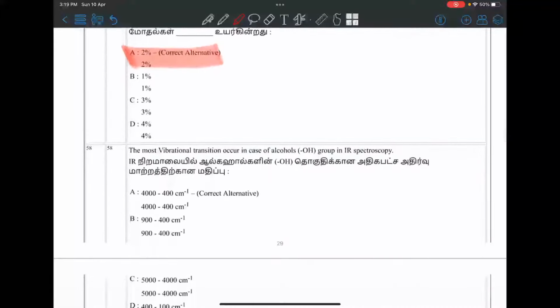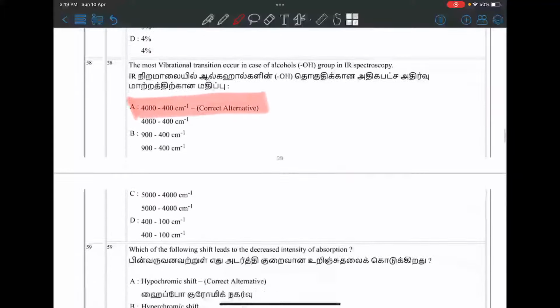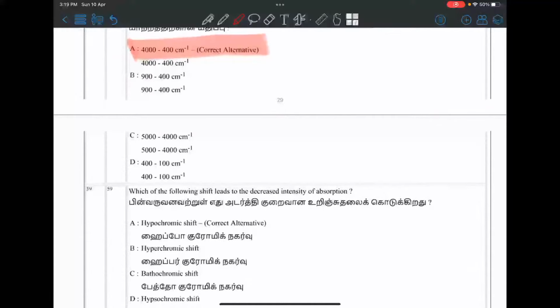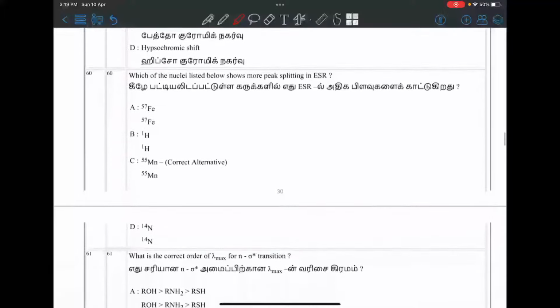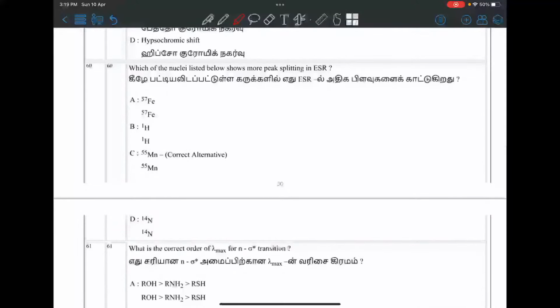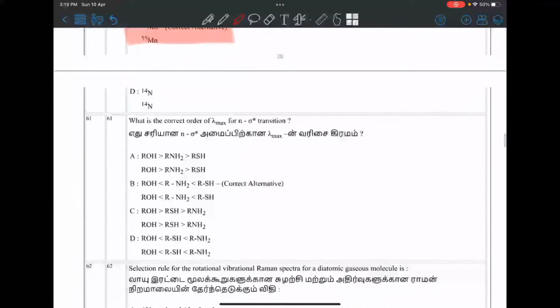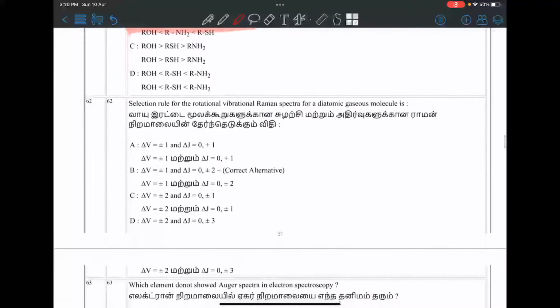The most vibrational transition occurs in case of alcohols OH group in IR spectroscopy, 4000 to 400. Which of the following shift leads to decreased intensity of absorption? Hypochromic shift. Which of the nuclei listed below shows more peak splitting in ESR? Mn55. What is the correct order of lambda max for N2 sigma star transition? Option B. Selection rule for rotational vibrational Raman spectra for a diatomic gaseous molecule is option B.